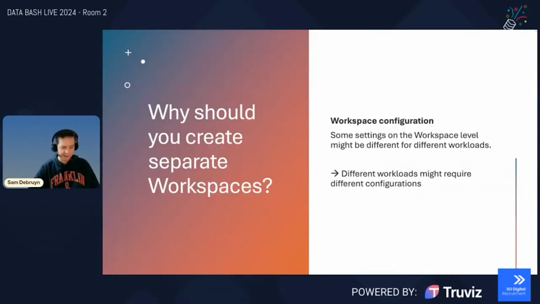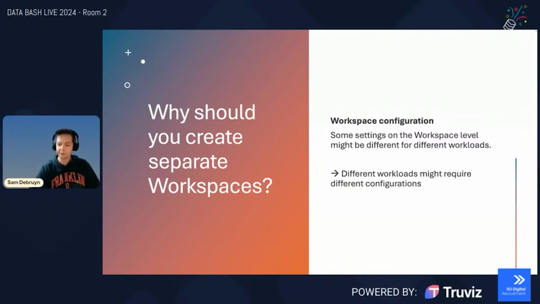Then workspaces and capacity. Why would you create separate workspaces? Well, a simple reason is that you may have different configurations per workspace. Maybe you want to configure your bronze workspace to connect to certain private storage accounts, and you don't want to have this available in your silver workspace. You can use, for example, the workspace trusted access or the workspace identity for this. This is something you configure on the workspace level.